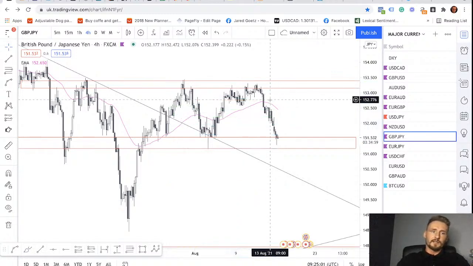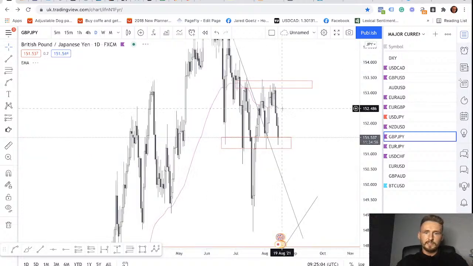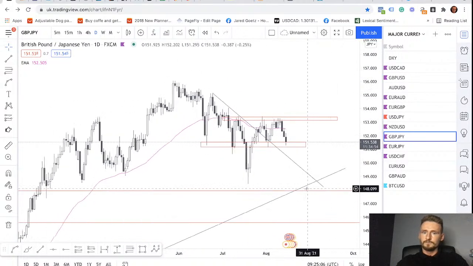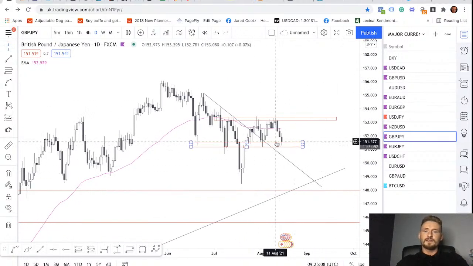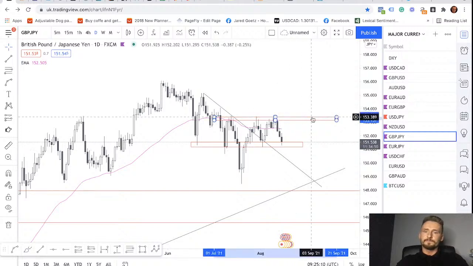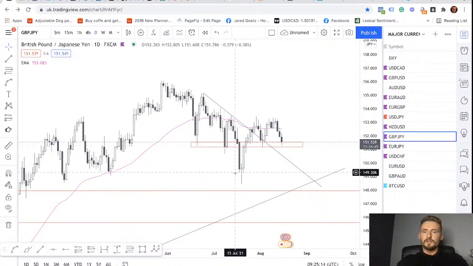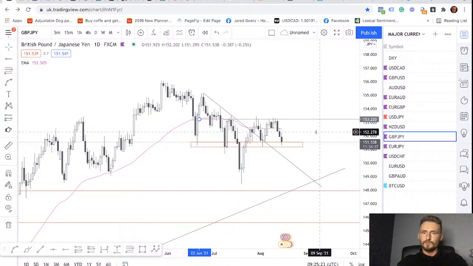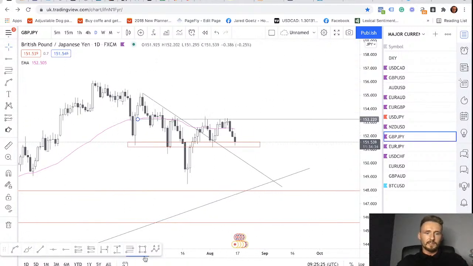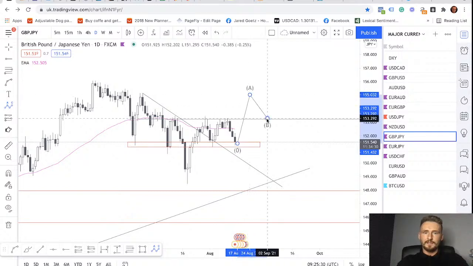Let's remove that and let's go to the daily. Again, real nice area of support, very nice area of support. We had that shoulder, head, shoulder, and inverse head and shoulders. We could be coming back down to retest ever so slightly one last time. This would potentially be a neckline. We could get that push back in and then back up to an area like so.